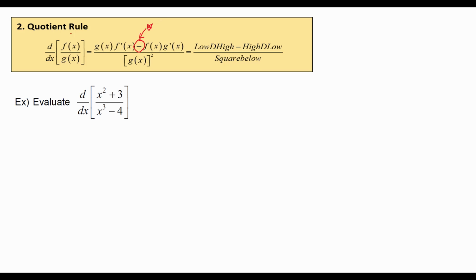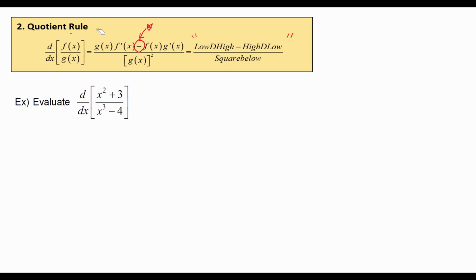So some genius came up with this, which makes our quotient rule a lot easier to memorize. So everybody, let's sing this. Low D high minus high D low over square below. Pretty cool, huh? One more time. Low D high minus high D low over square below. And literally, you do what it says.